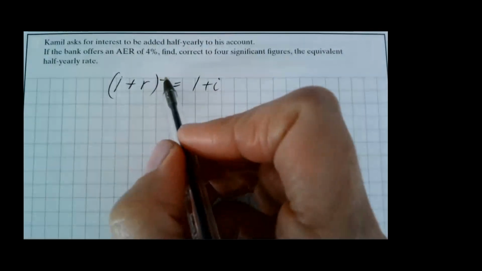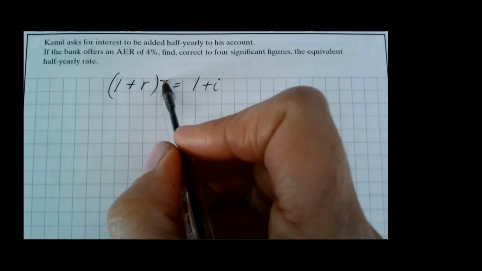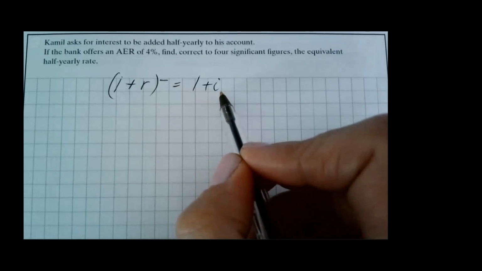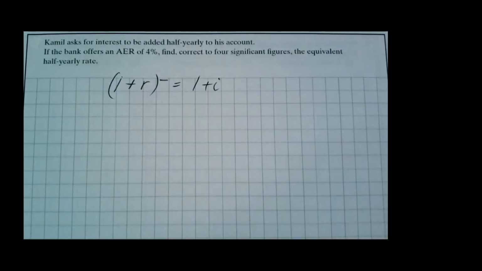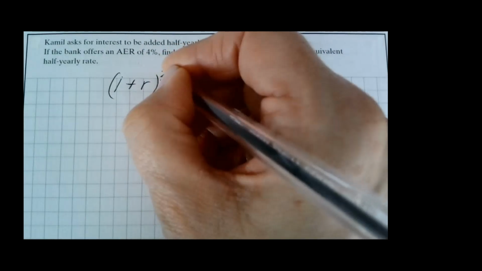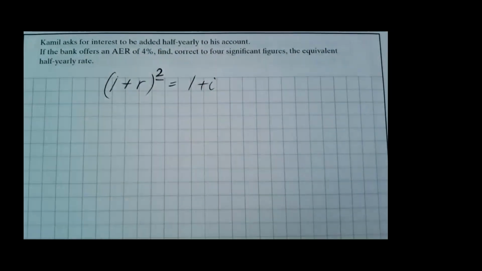Okay. But this time, how many times is it being compounded within the year? When we were looking for a monthly rate, we did a power of 12 because if it was being compounded monthly, there would be 12 of those within the year. If it was quarterly, you're going to have the rate compounded 4 times within the year. Here, it's a half yearly rate, which means you're going to have it compounded twice within the year.